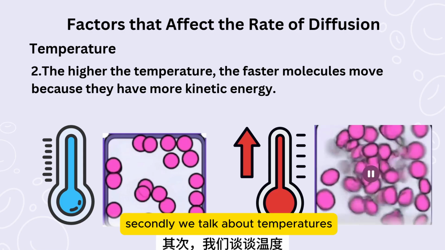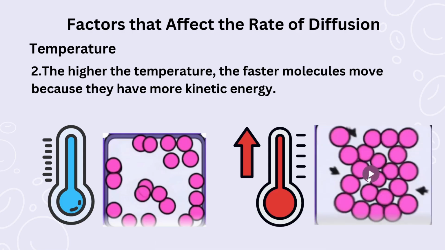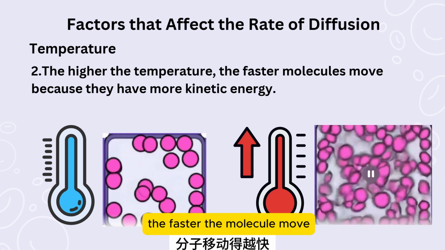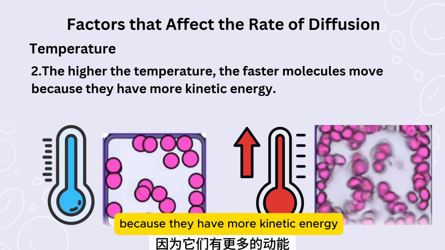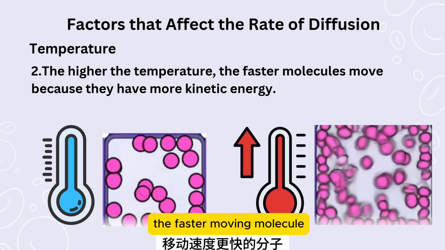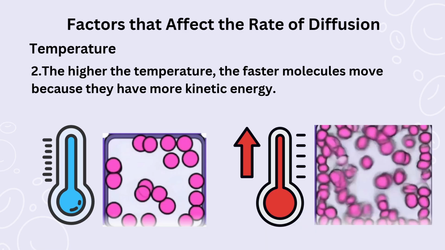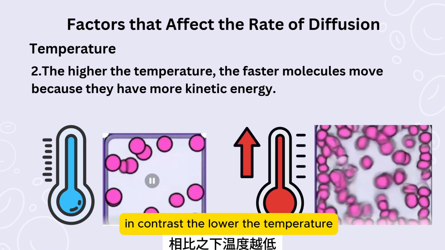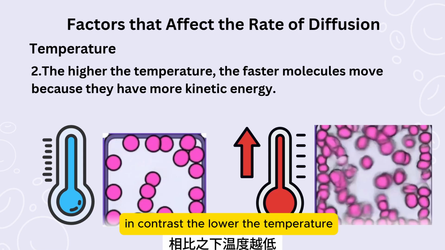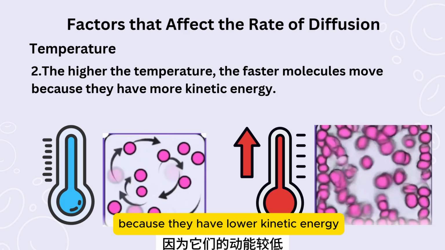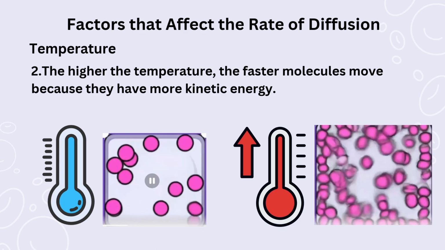Secondly, we talk about temperature. The higher the temperature, the faster the molecules move because they have more kinetic energy. The faster moving molecules will collide with the cell membrane more often, speeding up the rate of diffusion. In contrast, the lower the temperature, the slower the molecules will move because they have lower kinetic energy.